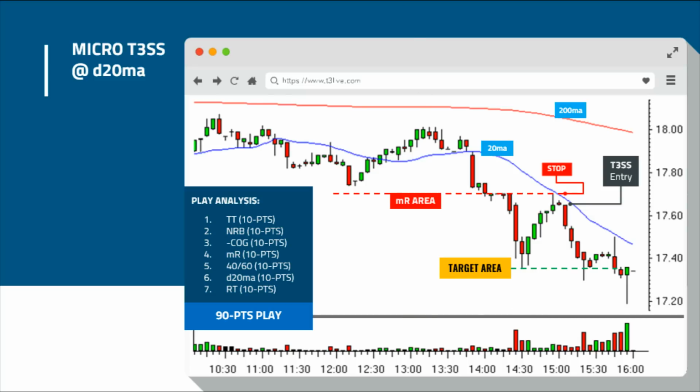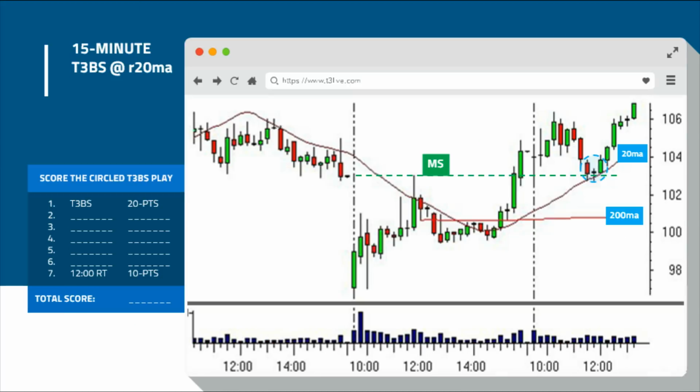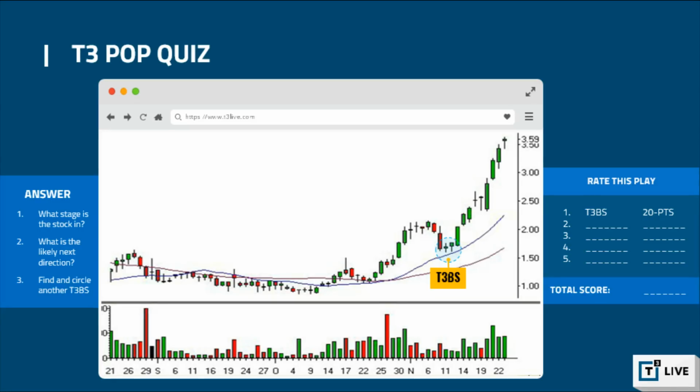Basically, picture perfect. Okay. This is a buy setup to the rising 20 with a COG, or that's not a COG, just a narrow range bar, at minor support at the 12 o'clock reversal time and at the 40 to 60% retracement. Do the math. It's a 70-point play, I think. Okay. This is just so beautiful, unbelievably beautiful, because that's a buy setup, a transitionary buy setup.